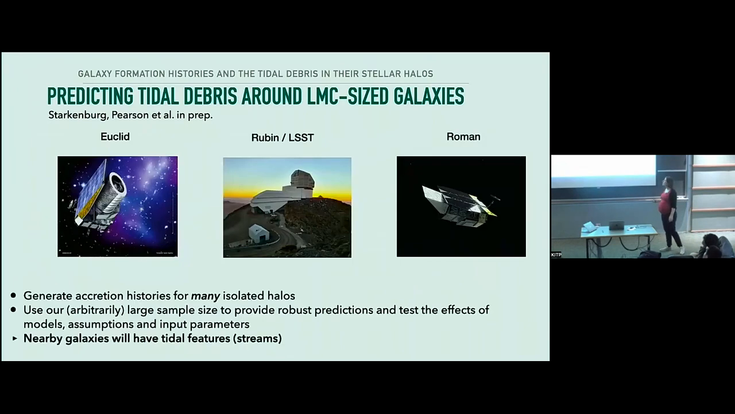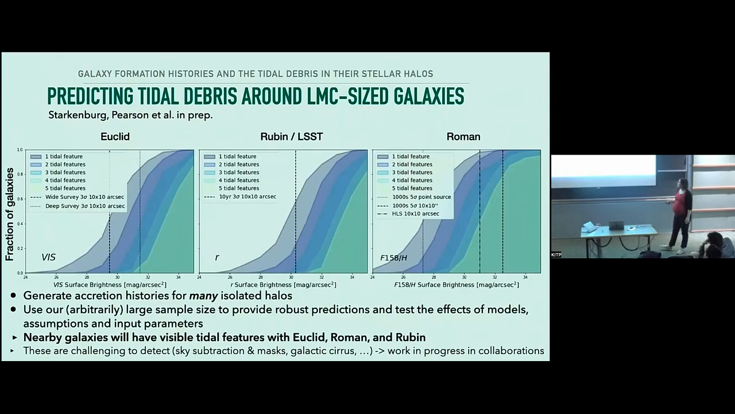And so what I did is make predictions of surface brightness and take a look at the limits for Euclid, Rubin, and Roman, and see if the tidal features that will be there in many LMCs, even LMCs in this case, will be observable. And so this is again Euclid, Rubin, and Roman. For Euclid, I took the visual band, the R band for Rubin, and the H band for Roman, which turned out to be the best in this case.